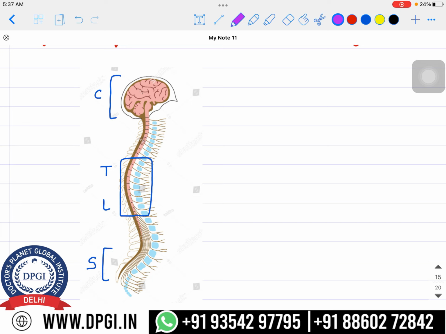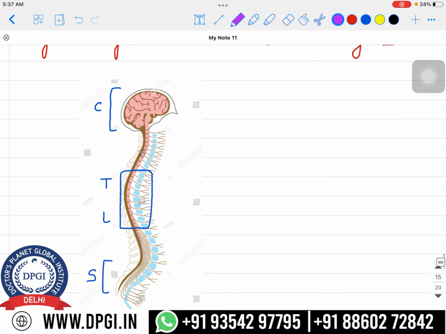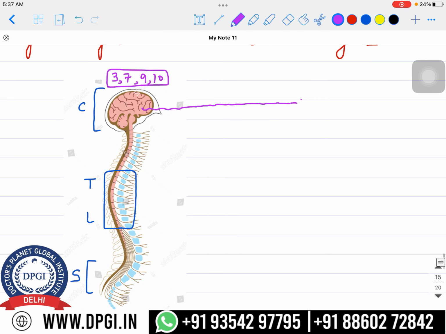If you talk about the cranial region, which cranial nerves are included here? The cranial nerves are cranial nerve 3, cranial nerve 7, cranial nerve 9 and cranial nerve 10. These are the cranial nerves from which these fibers originate. Let's say these fibers originate from that place, and here is the ganglion, right?